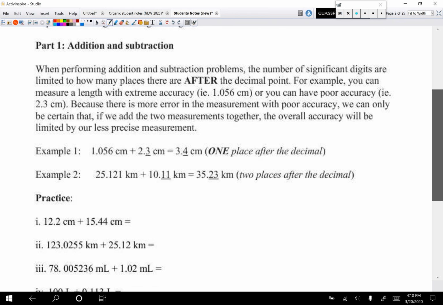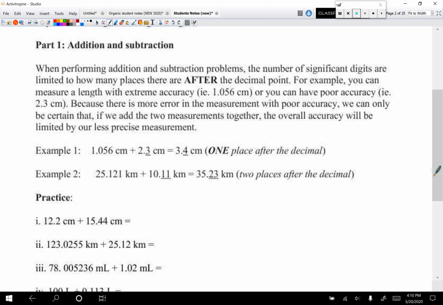So our first one we're going to look at is addition and subtraction. We haven't spent a lot of time on this in the past, but some equations might have addition and subtraction, so that's why we're going to look at it. When performing addition and subtraction problems, the number of significant digits is limited to how many places there are after the decimal point. So we don't look at how many numbers in total, just after the decimal.